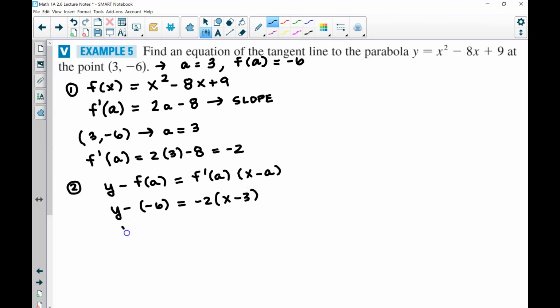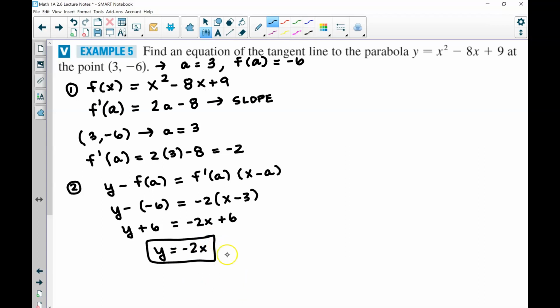So now let's go ahead and then solve. So we have y plus 6, which is equal to negative 2x plus 6. And then solving for y is going to equal negative 2x.